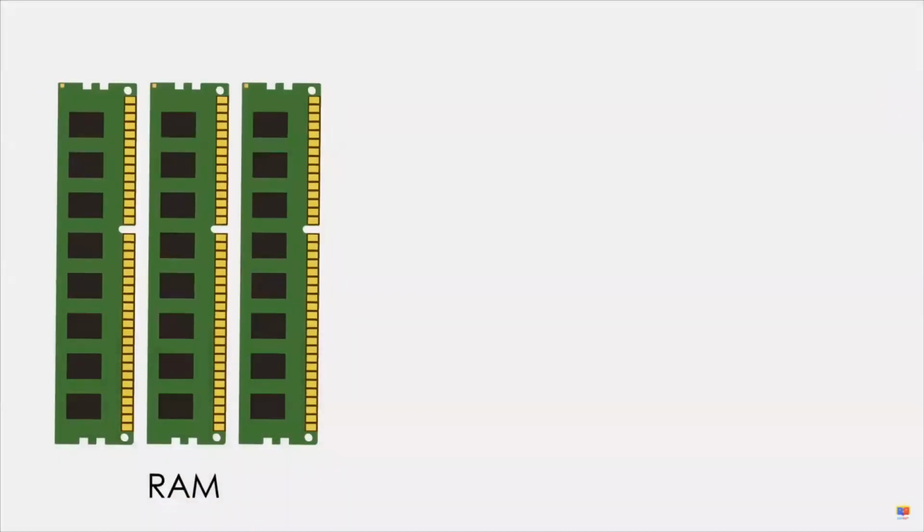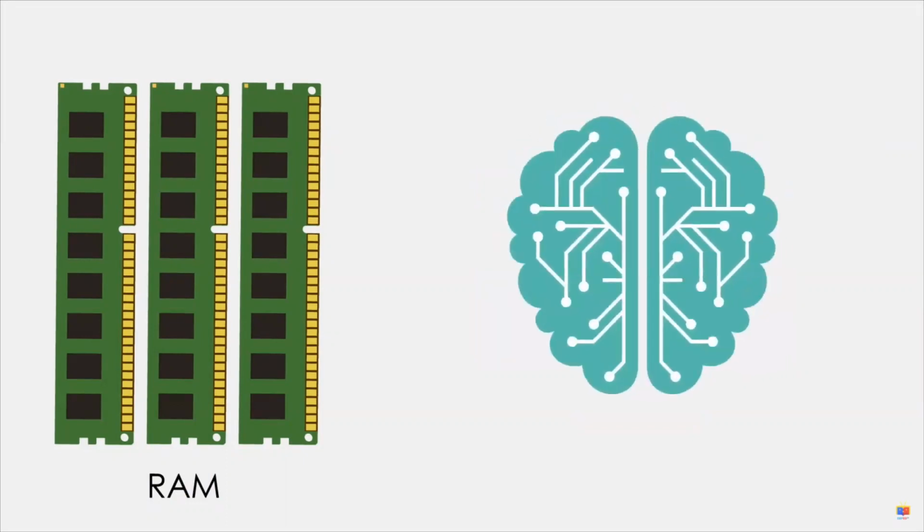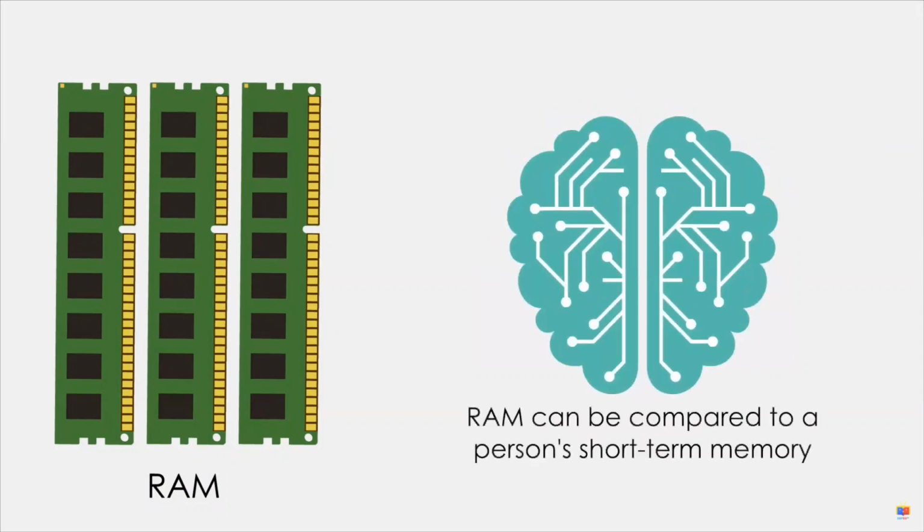It is very fast, which makes it ideal for things that a computer is actively working on, such as applications currently running, for example, the web browser in which you are reading a blog or an article, and the data those applications work with. Because of its volatility, RAM can't store permanent data. RAM can be compared to a person's short-term memory and a hard disk drive to a person's long-term memory.